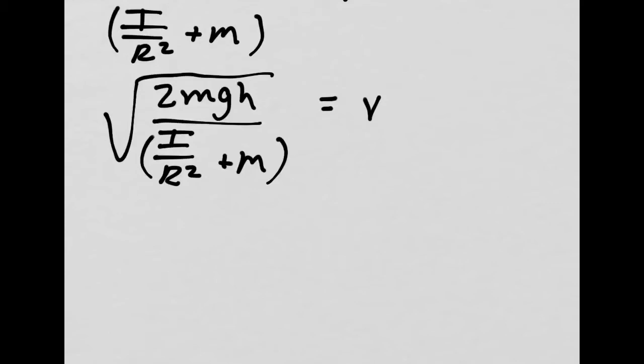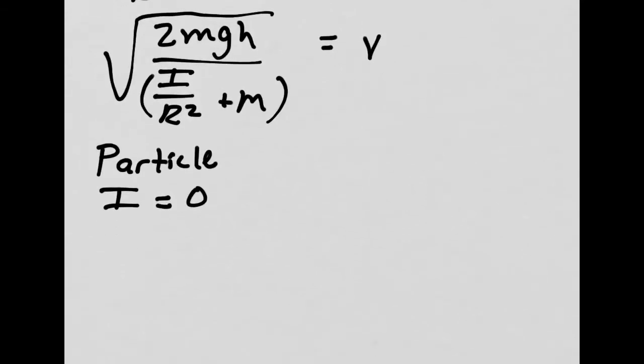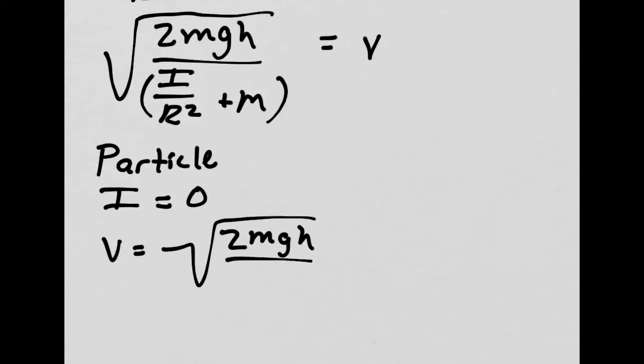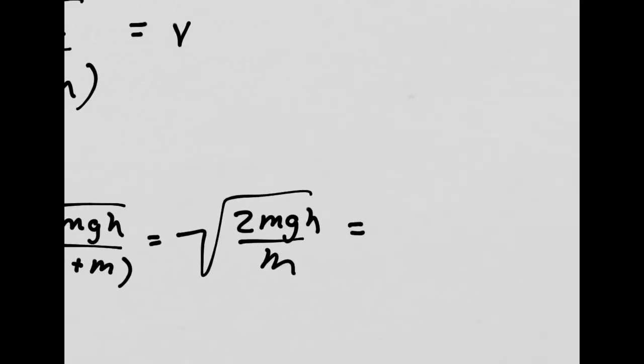So a particle has a moment of inertia equal to 0. So that means that our velocity is just the square root of 2mgh over (0 plus m). So this is the square root of 2mgh over m, which is the square root of 2gh, which we've seen before.